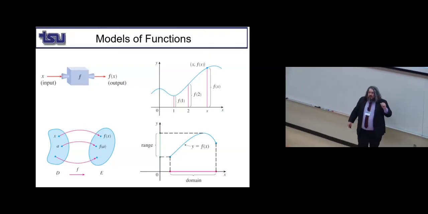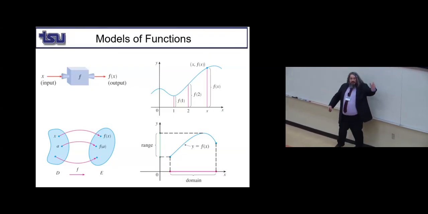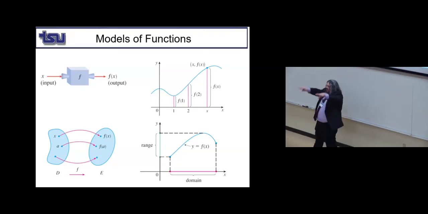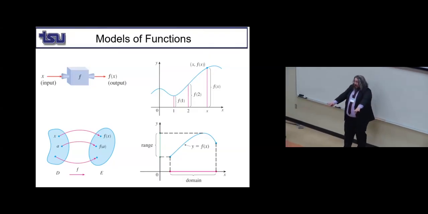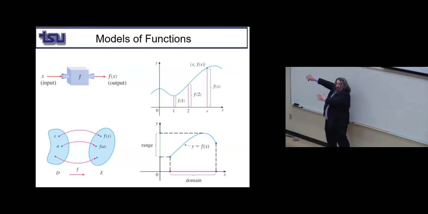We can read some things off of the graph, like the domain and range in this example down here. If I look at the function and project it down onto the horizontal axis, the x-axis, the set of all points in that shadow is the domain. Or if I project horizontally onto the y-axis, the set of all points that I get there, that's the range.